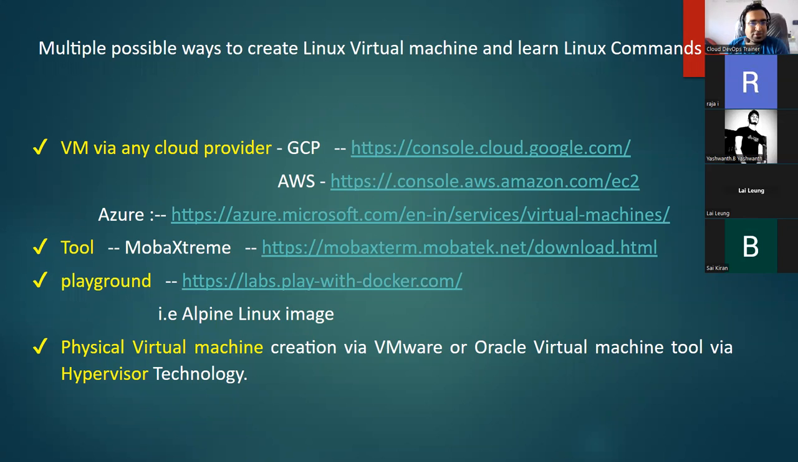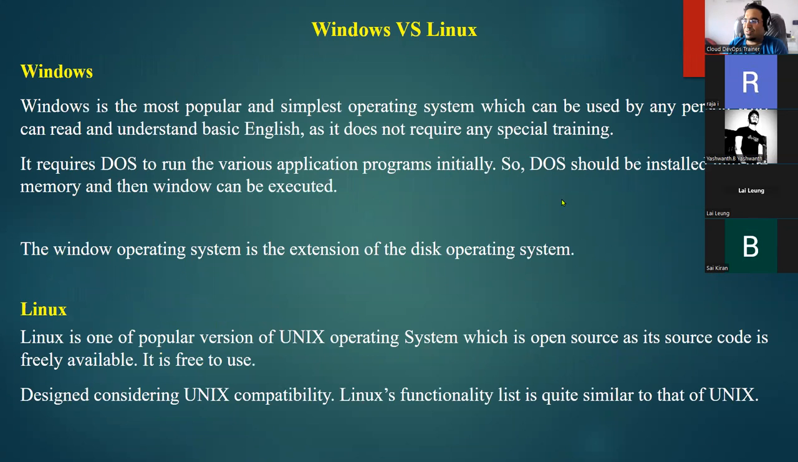Then why are we using Windows in our system? Akansha, it's easy to use. If you see this line, Windows is the most popular, simple operating system, which can be used by any person who can read English, and it doesn't require any special training. You can use the mouse. If you know English, you can use it.